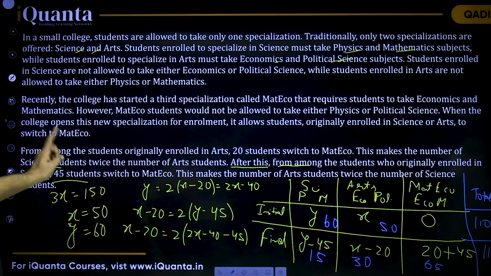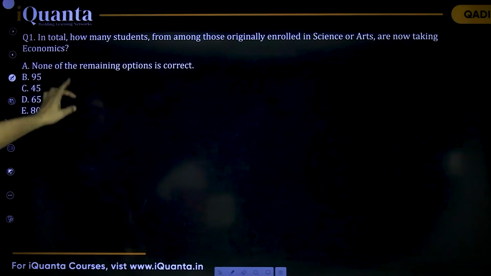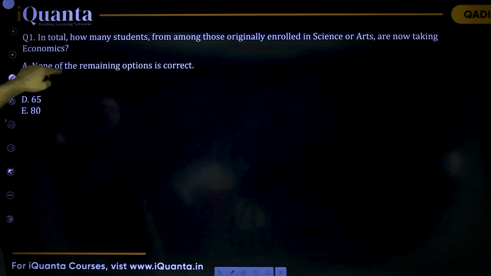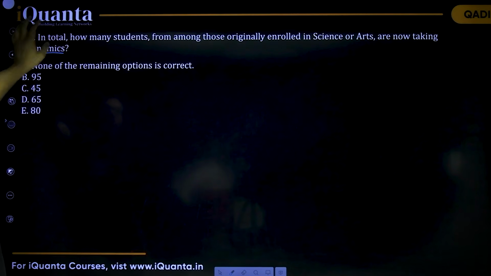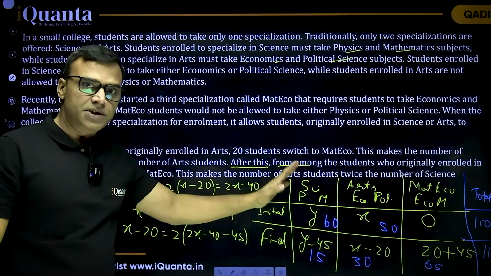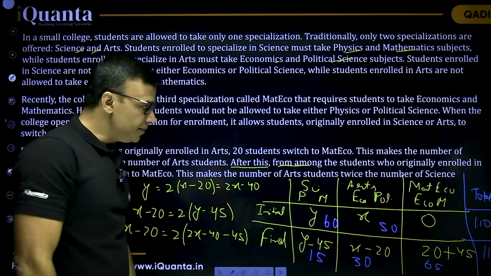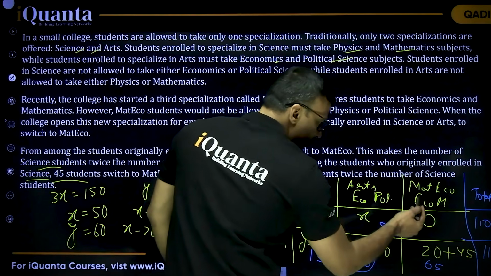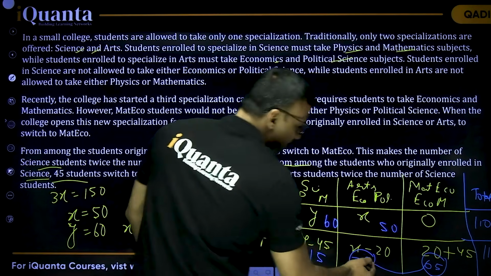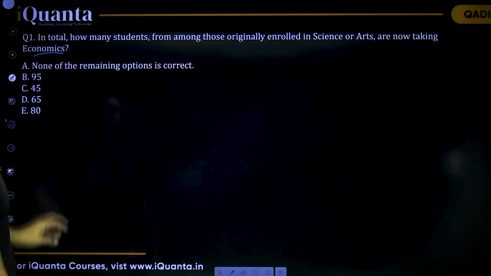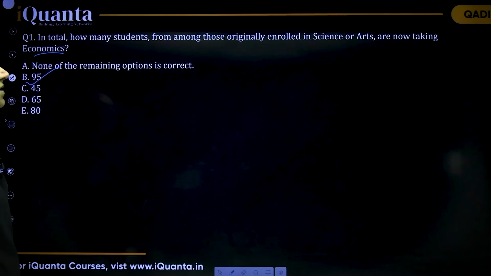Okay. Let's look at the question. The question is, in total, how many students from among the originally enrolled in science or arts are now taking economics? Such a beautiful question. You just have to read it very carefully and follow the data very carefully. Economics now 30, economics now 65. So 30 plus 65, 95 people are studying economics. Okay. So 95, option B is the correct answer of the question.